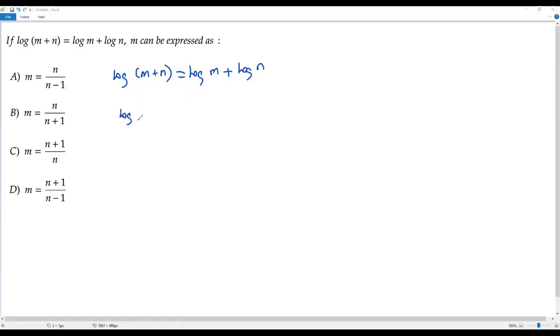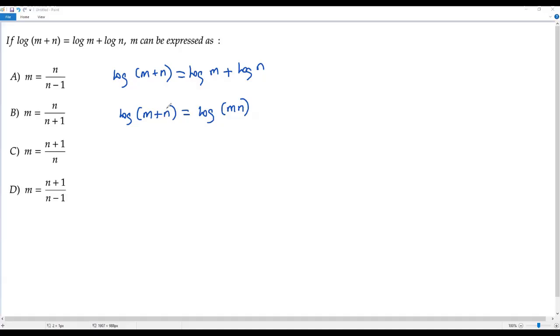Now let me write the left side as it is, that is log of m plus n. So here we have addition of two logarithms with the same base 10. Whenever we have addition of two logarithms with the same base, we can take the logarithm once with the same base and multiply the arguments, that is m times n. Actually, this is the product rule of logarithm. That is, when we have addition of two logarithms with the same base, we take the logarithm once with the base we have and we multiply the arguments.